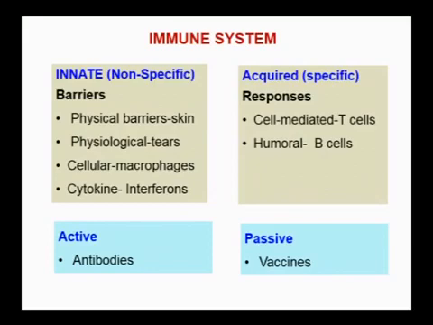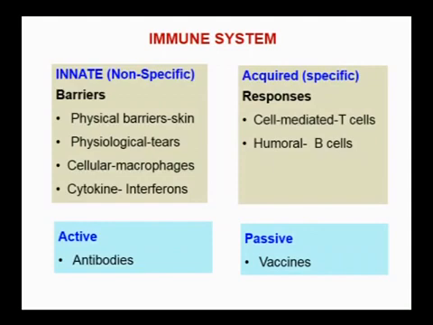Coming to the immune system, immunity means the resistant ability of the body against diseases. There are two types of immunity, that is innate and acquired. Innate immunity is also called non-specific immunity, and acquired immunity is also called specific immunity. Innate immunity is present in the body by birth.